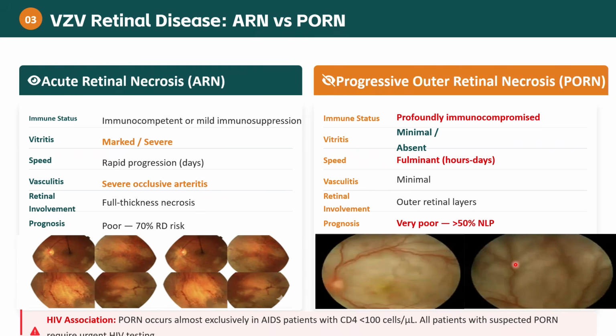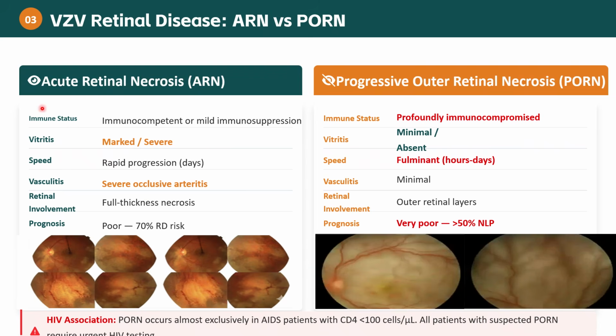Apart from that, this is common in immunocompromised patients who are HIV positive or with a CD4 count less than 100, so you will find no vitritis, and it will be very fulminant with very rapid progression. So there is no associated occlusive vasculitis, as compared to acute retinal necrosis, which is characterized by occlusive vasculitis, hemorrhages, retinitis and vitritis. This is the triad for acute retinal necrosis. Both of them have a poor prognosis. The patient is prone to permanent blindness and also retinal detachment.